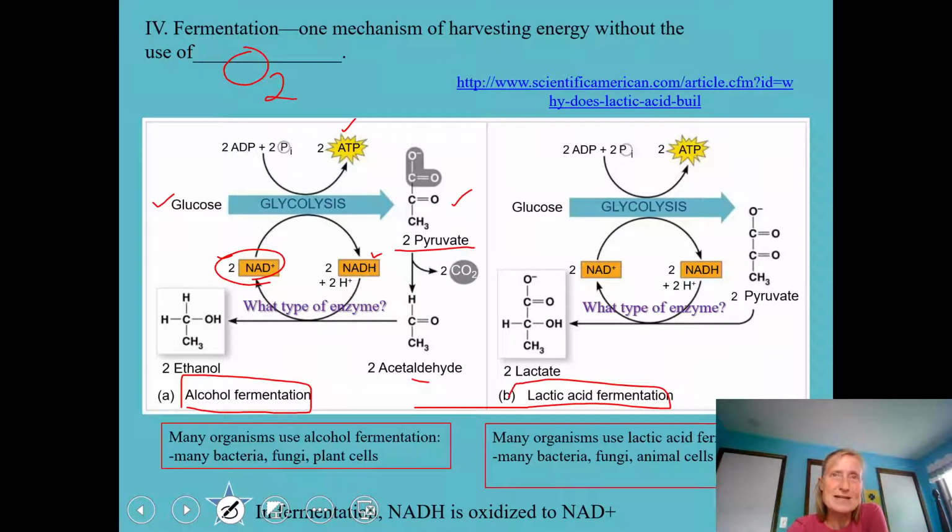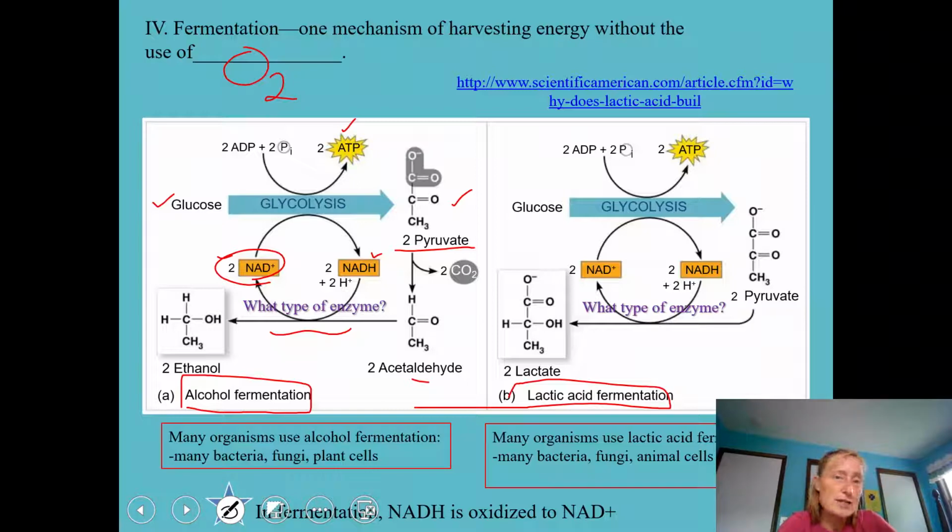So fermentation takes advantage of the 10 steps of glycolysis to make ATP, but then regenerates NAD plus in some way. In this case, the pyruvate molecules are first converted to acetaldehyde, and then acetaldehyde is reduced to an alcohol. And that's why it's called alcohol fermentation, right? The type of enzyme used to get this done has to be one that catalyzes redox reactions, because this is a redox reaction. It's a dehydrogenase.